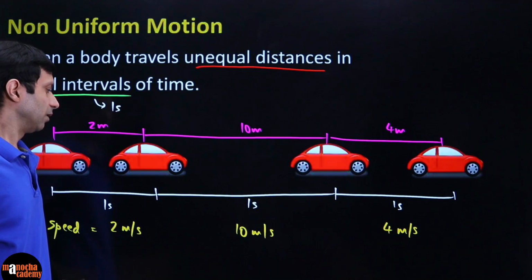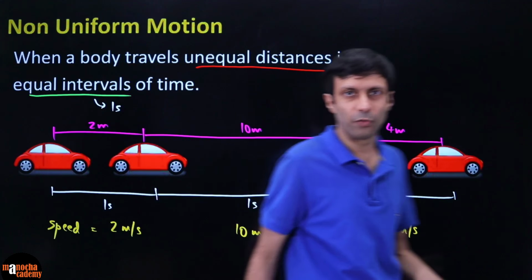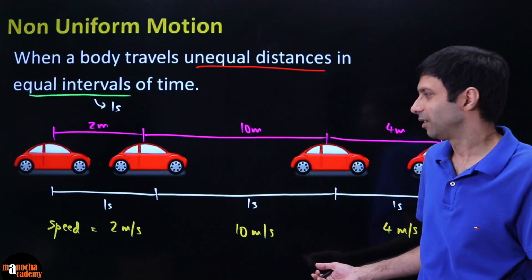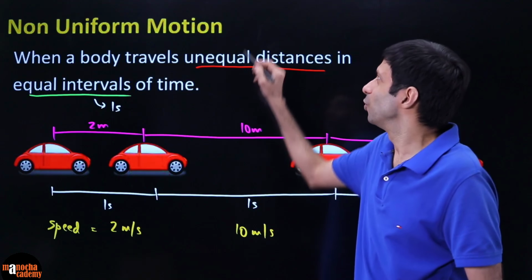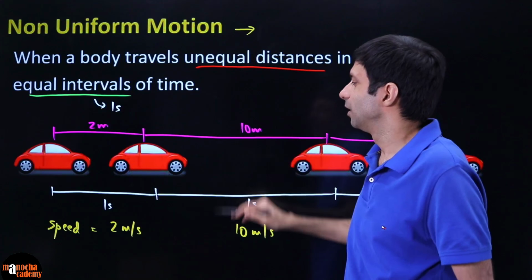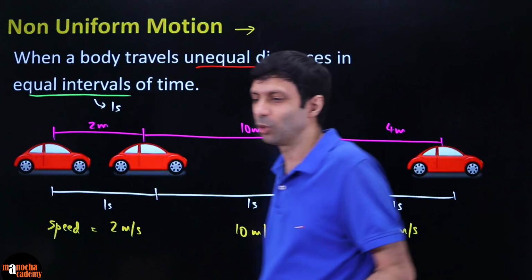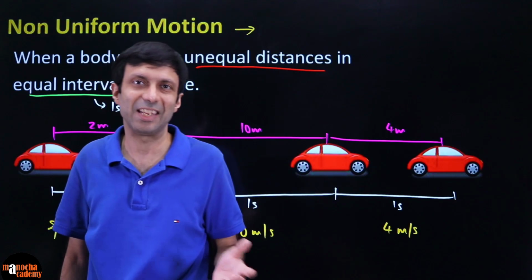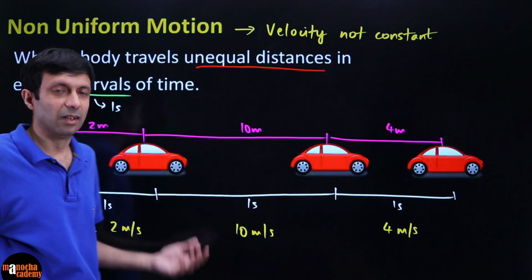So can you guys see? Here is the speed constant? In non-uniform motion, is the speed constant? The answer is no. Sometimes it's slowing down, sometimes it's speeding up. So non-uniform motion means not constant speed, or if we care about direction also, we say velocity is not constant. Okay, so clearly it is changing here.